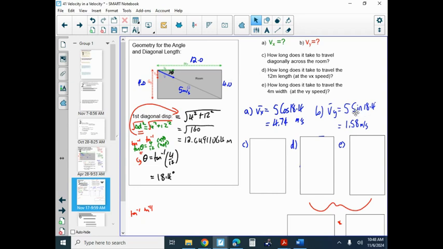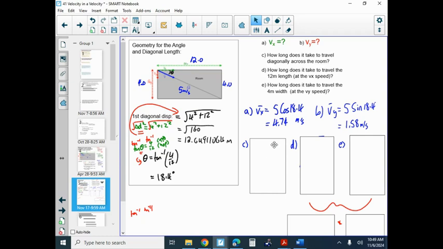Oh, it's the component. I apologize. I went and did other stuff, and I came back, and I'm rusty here. But yeah, it's the component of the 5, right? So opposite the 18.4 degrees, 5 times sine of 18.4. So we have the horizontal velocity, the green one, the 4.74, and the vertical, the red one, the 1.58.